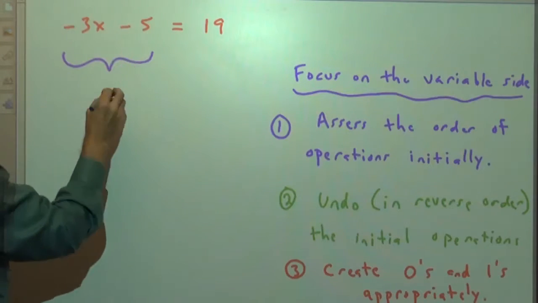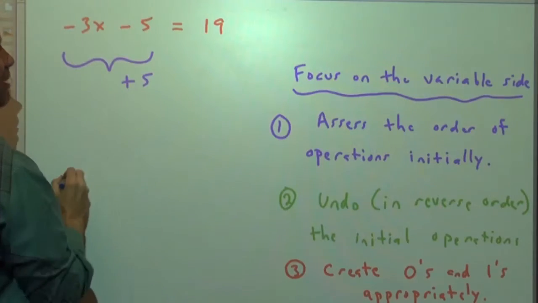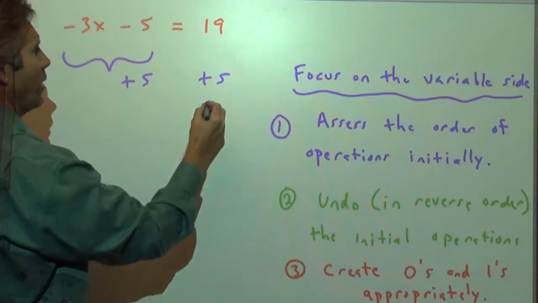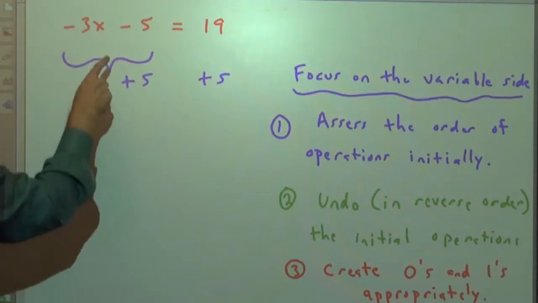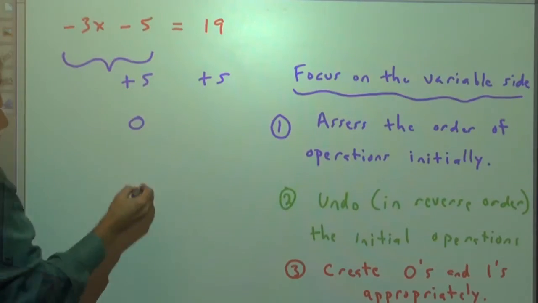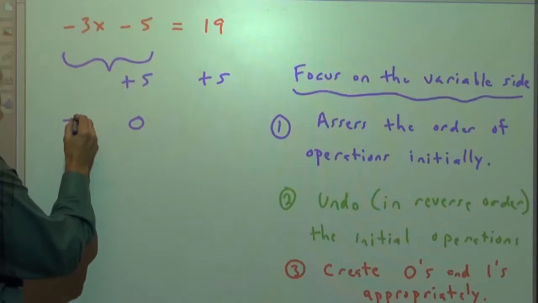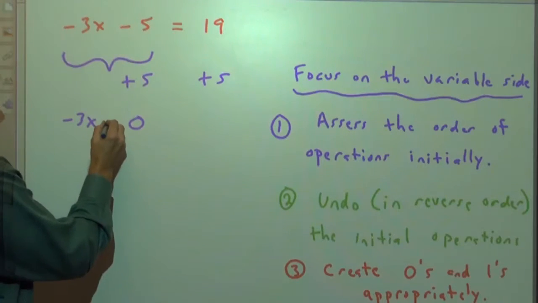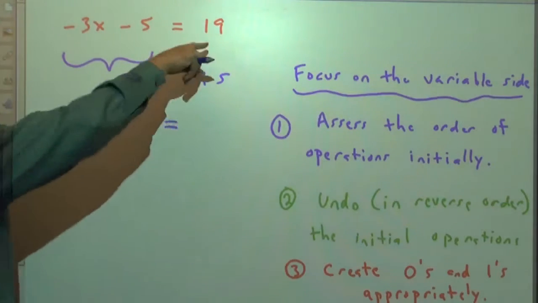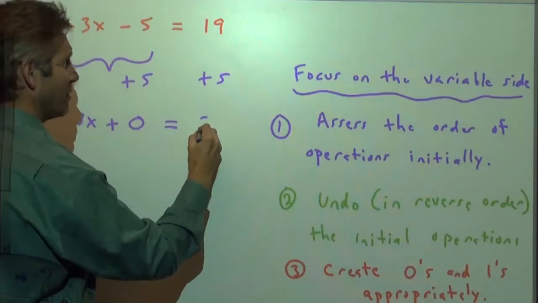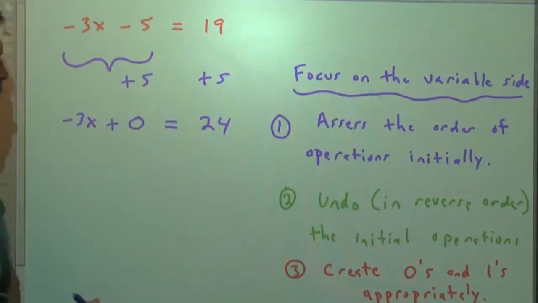Got to get rid of subtraction by 5, so we're going to add 5 to both sides of the equation. Now if we show that step, negative 5 plus 5 is 0. We're going to be creating zeros and ones appropriately. So what we have, we're down to negative 3x plus 0 is equal to 19 plus 5, which is 24.